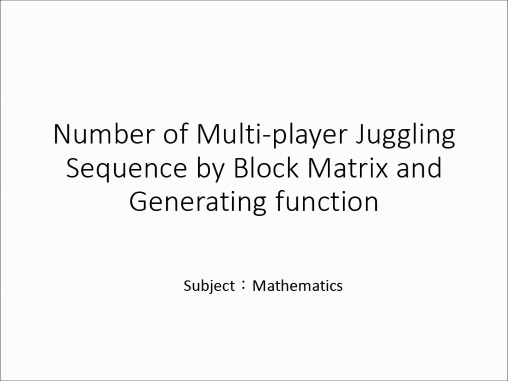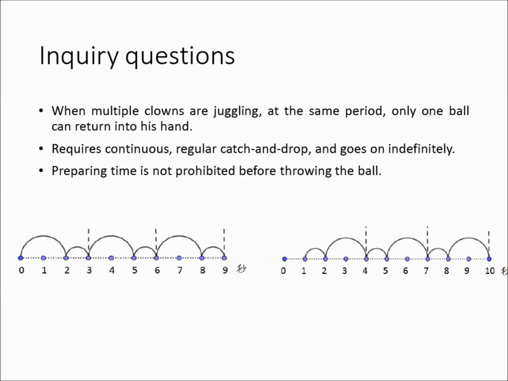Our topic is the number of multiplayer juggling sequences by block matrix and generating function. Our inquiry questions are: first, when multiple clowns are juggling at the same period, only one ball can return into his hand. Second, it requires continuous regular catch and drop and goes on indefinitely. Third, preparing time is not prohibited before throwing the ball.